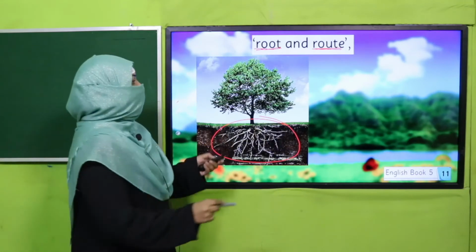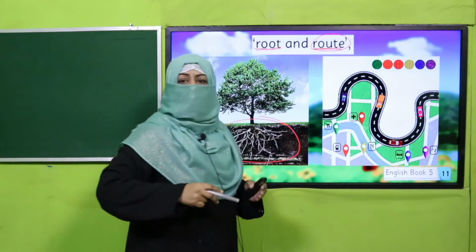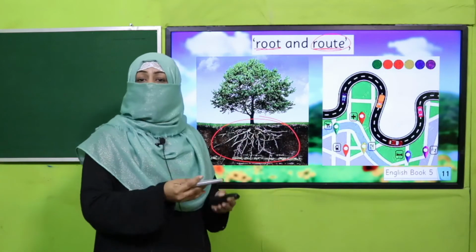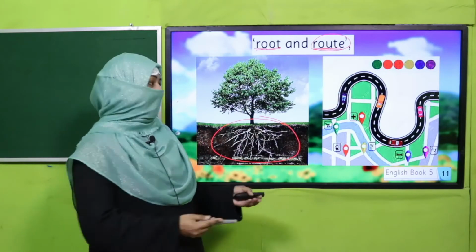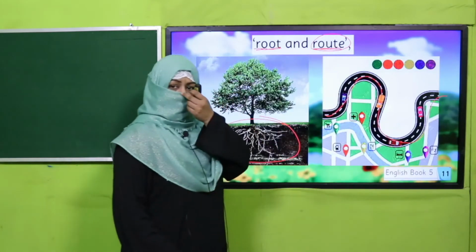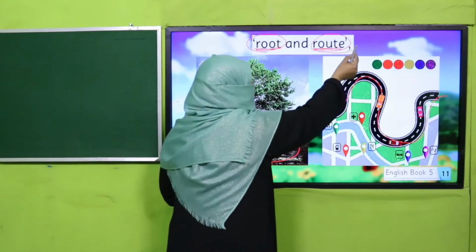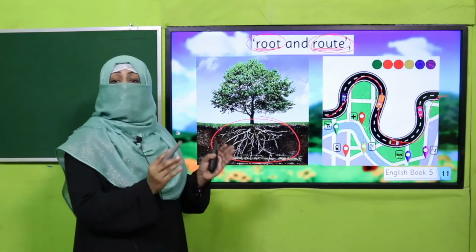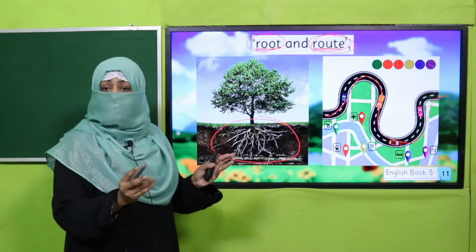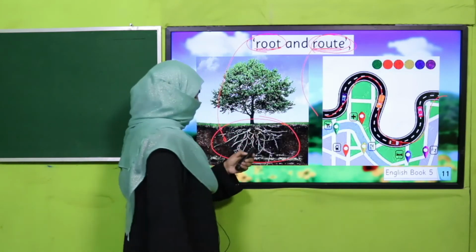Okay? And what does this word refer to? It refers to route. The way, the passage, the path which you take to reach a place. For example, you may say, I take this route to reach my school. Okay? So we say it the same way, the pronunciation is the same. Their spellings are different. They are two different words, root and route.